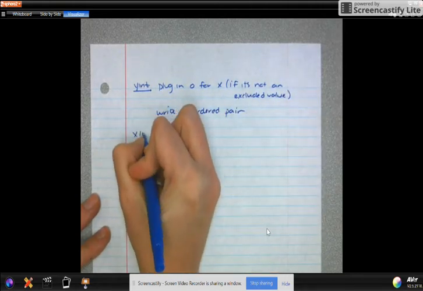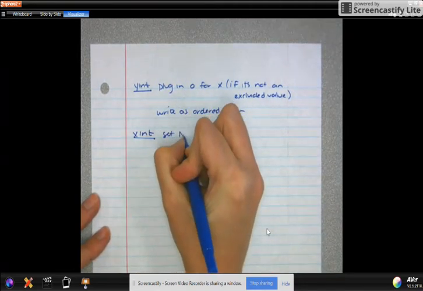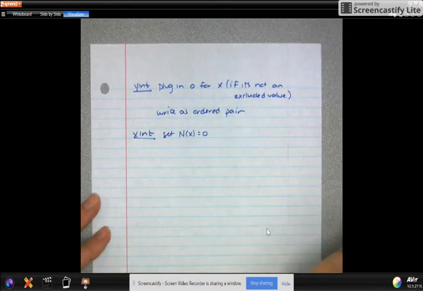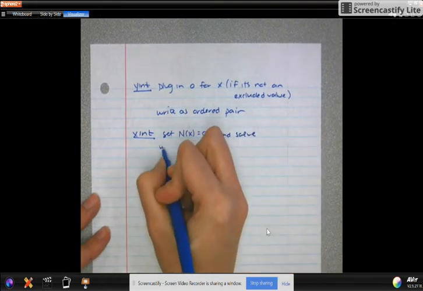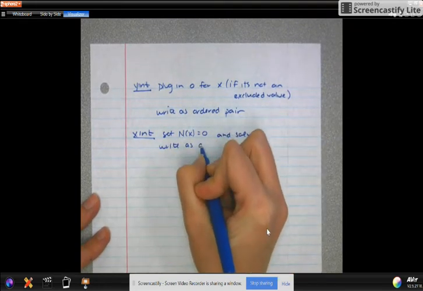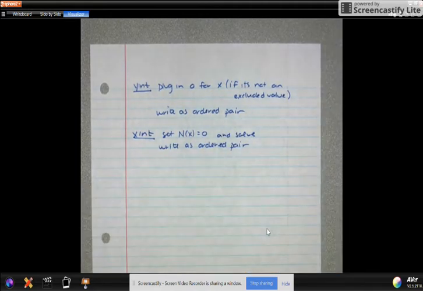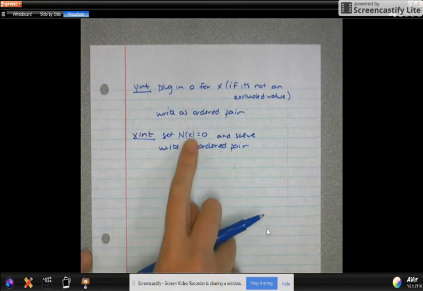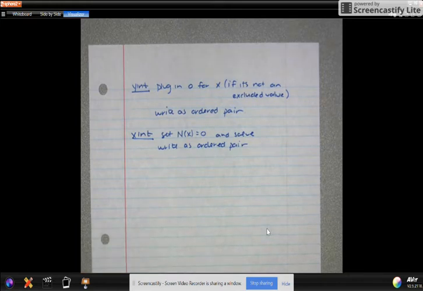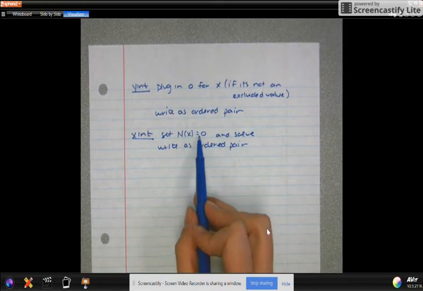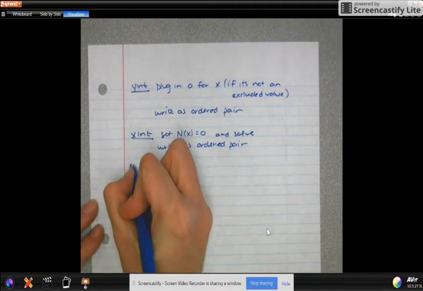To find the x-intercept, we're going to set the numerator equal to 0 and solve. And again, write it as an ordered pair. Now, setting the numerator equal to 0 is the same as putting a 0 in for y. You're just saying that the function is equal to 0, which means the numerator would be equal to 0. So that's all the information. So let's see a quick example.